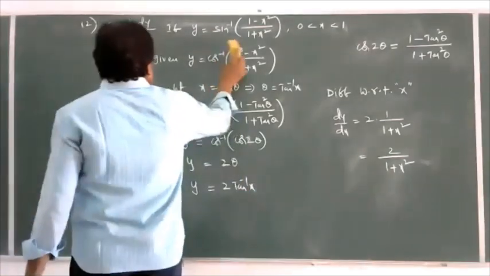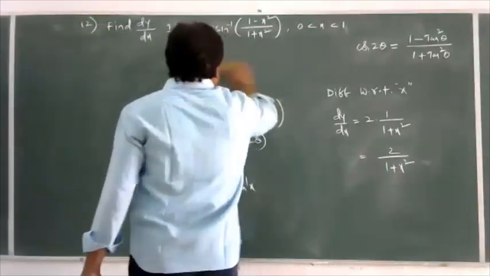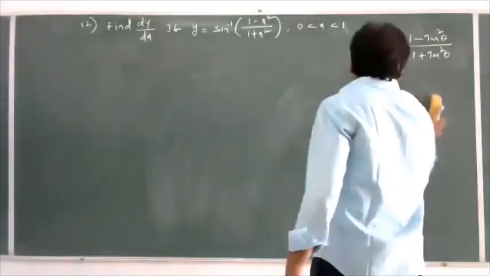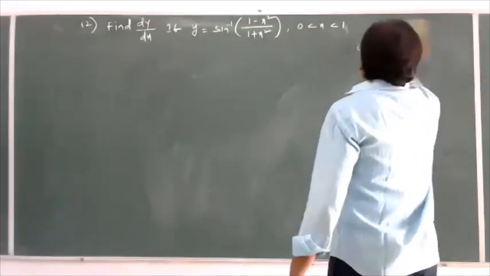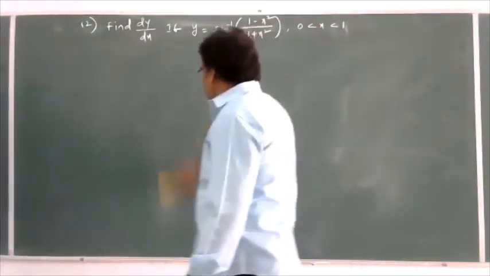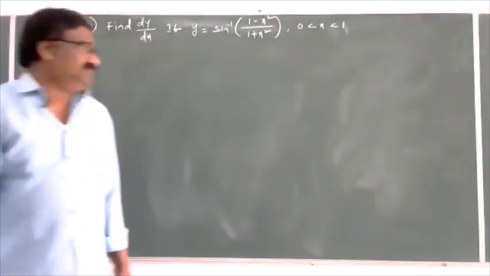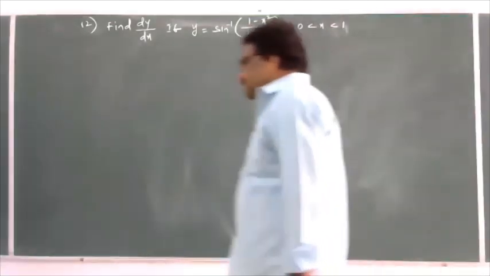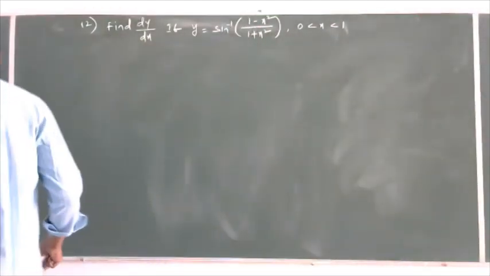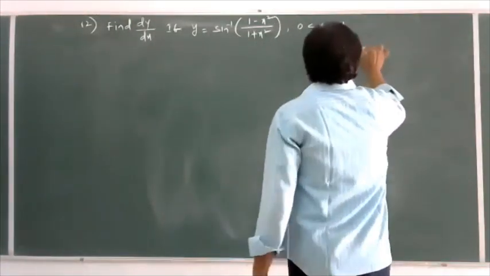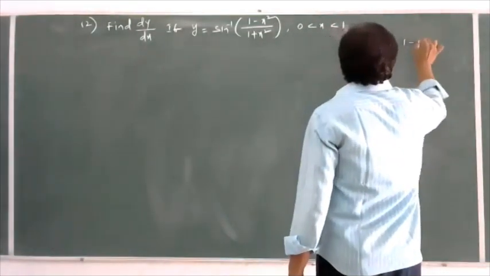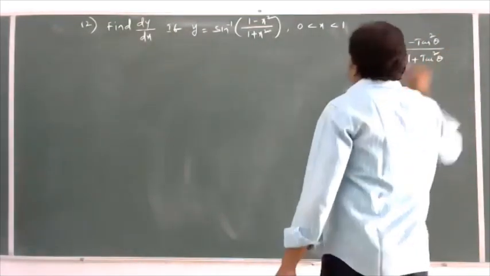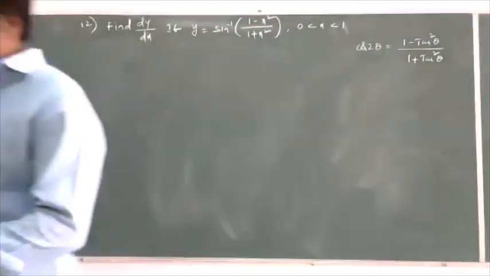Here, observe the problem. In the previous problem, they gave cos inverse of (1 minus x square) by (1 plus x square). Here it is given as sine inverse of (1 minus x square) by (1 plus x square). Here the substitution is the same. Using the same formula, cos 2 theta is equal to (1 minus tan square theta) by (1 plus tan square theta). Sine can be converted in terms of cos.